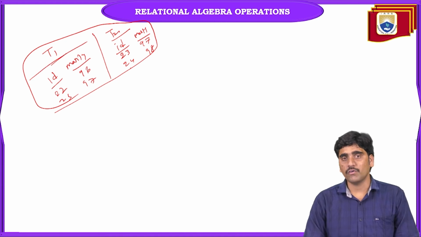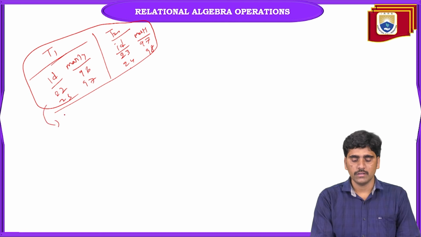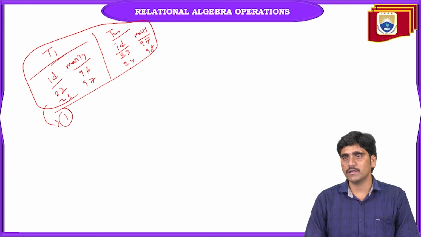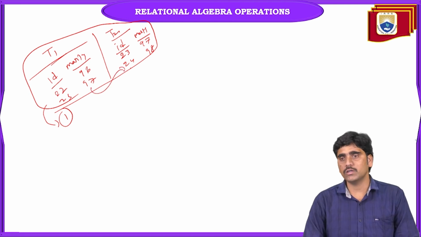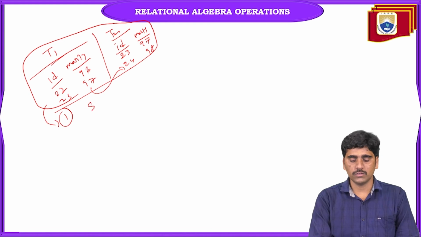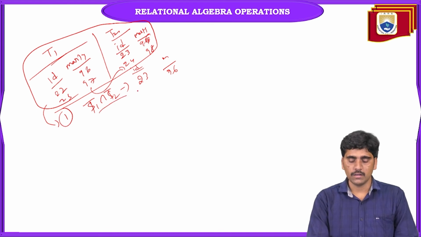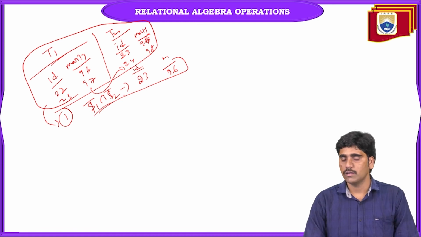Now I want to perform, first, a simple join or inner join. At that time, what will it display? The common values from these two tables will be displayed. So the common values from these two tables are nothing but 2, 3. 2, 3 is the ID and marks will be 96. This is the simple join or inner join.